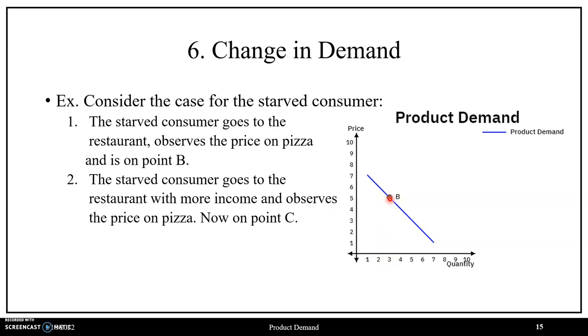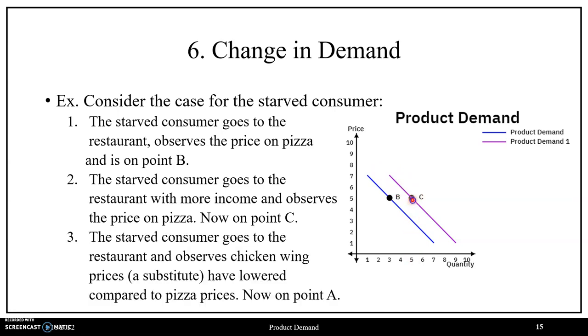Let us now consider the following scenario. The starved consumer goes to the restaurant, but now they have more income and they observe that the price of the pizza is the same. So pizza price is $5. The consumer now has more income. So this leads to a rightward shift of their budget constraint due to having more of their scarce resource of income. So they now have a greater amount of options available to them. With this greater amount of options available to them, holding the price of pizza constant, that means they're going to be able to purchase more slices of pizza than before, which we can represent with the rightward shift of the product demand curve going from product demand to product demand 1 in purple, where now they're willing and able to purchase 5 slices of pizza at the price point of $5.